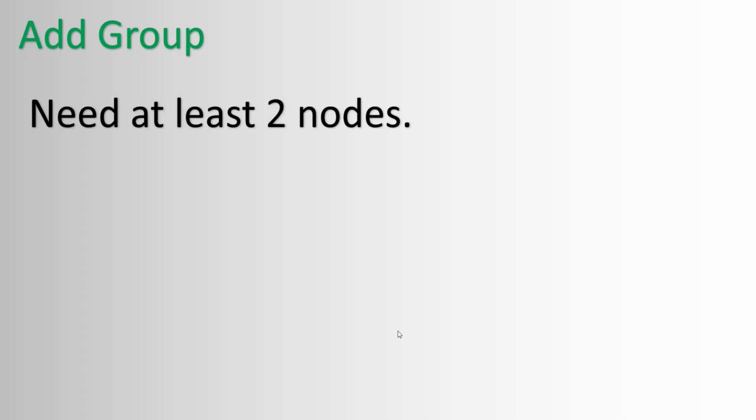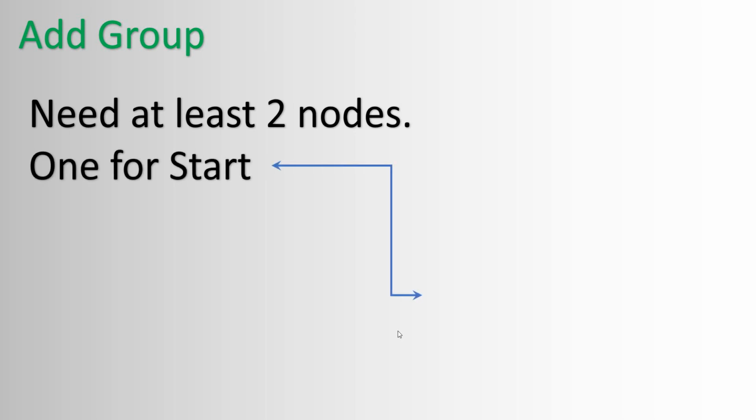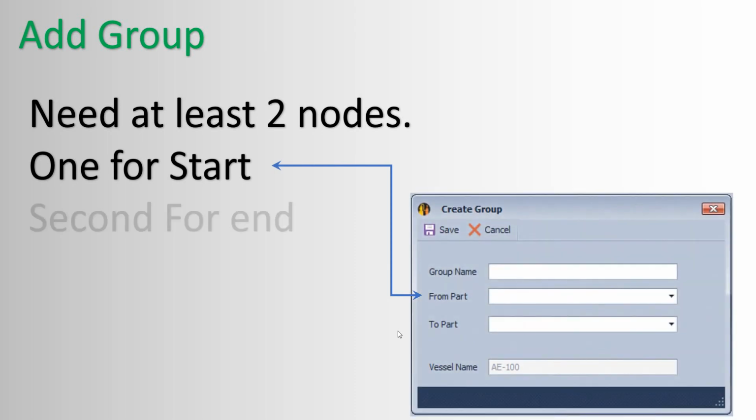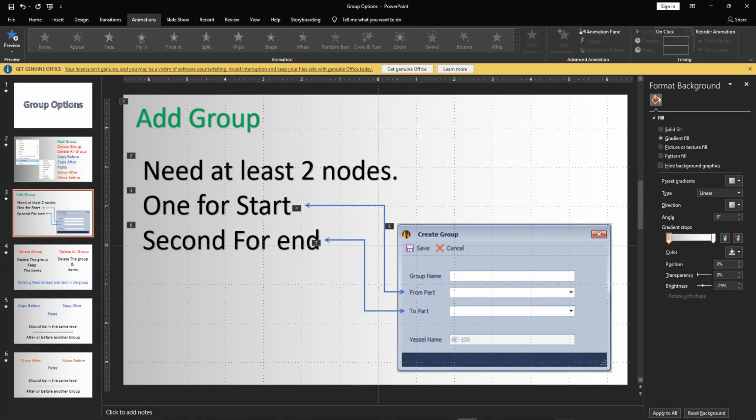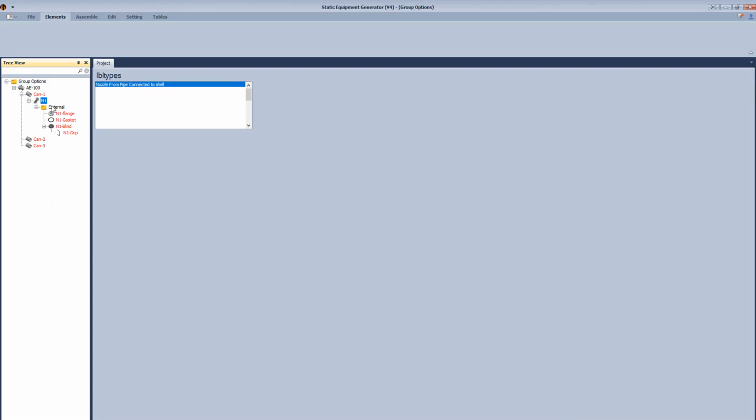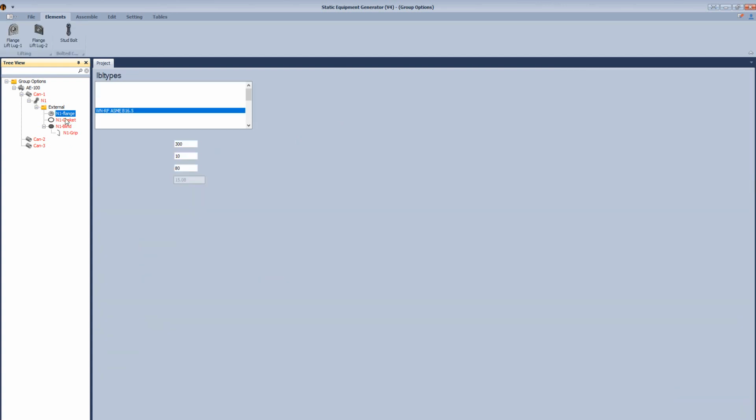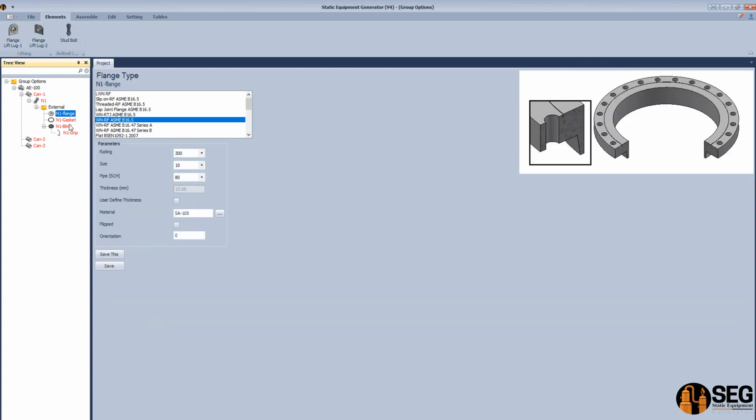To add a group, we will need at least two nodes. One to be added as the start element of this group, and the second node to be the last element of the group. Okay, so here we have this model, and we have this nozzle. We have some attachments to this nozzle.